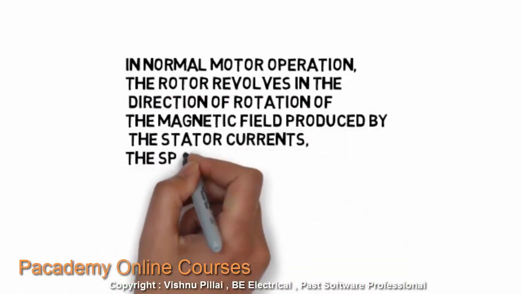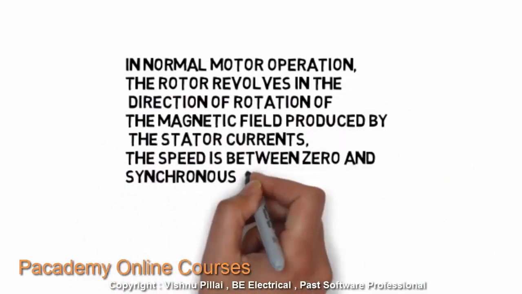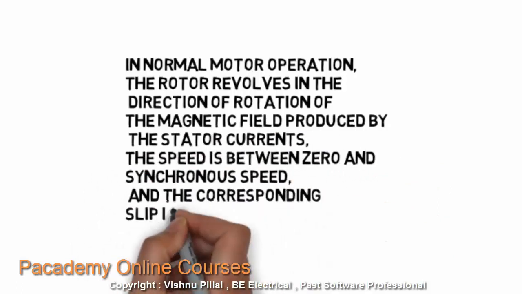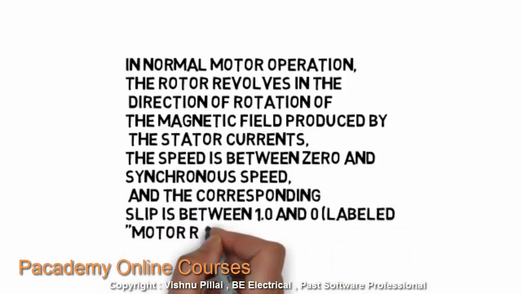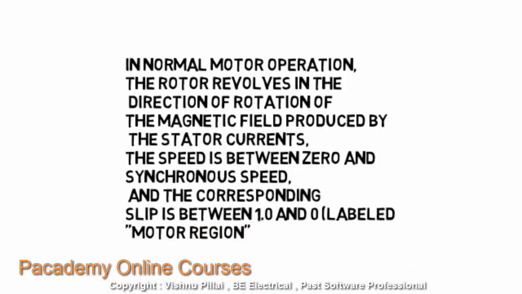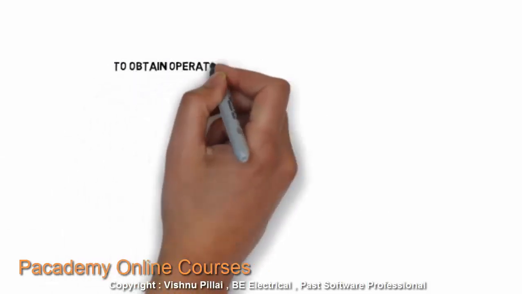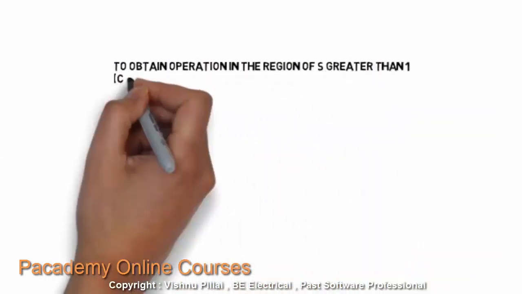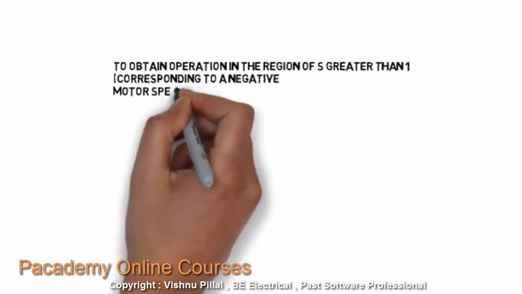In the normal motor operation, the rotor revolves in the direction of rotation of the magnetic field produced by the stator currents, that is in the synchronous speed direction. This speed is between 0 and synchronous speed, and the corresponding slip is between 1 and 0. This is labeled as the motoring region, as you saw in the previous graph. So when the slip is between 0 and 1, that is the speed of the rotor is always less than the synchronous speed, at that time the induction motor will output mechanical power at its shaft, and it will act as a motor.